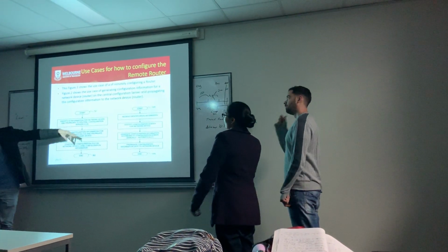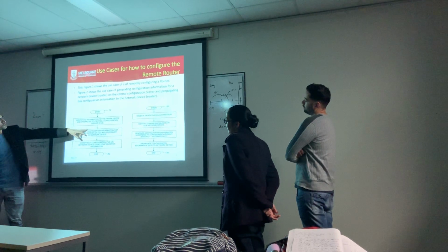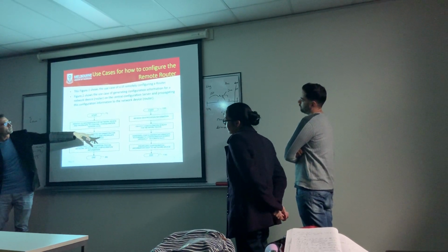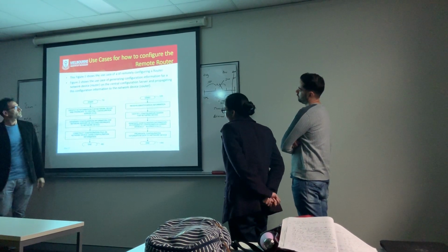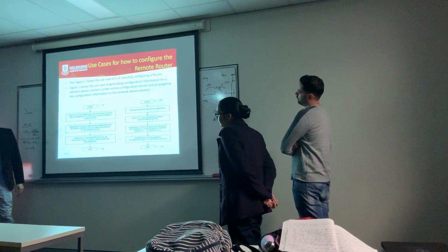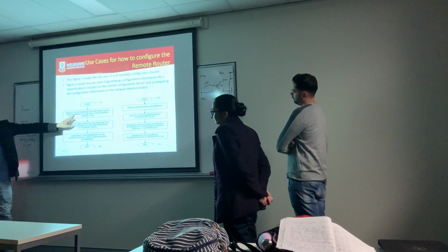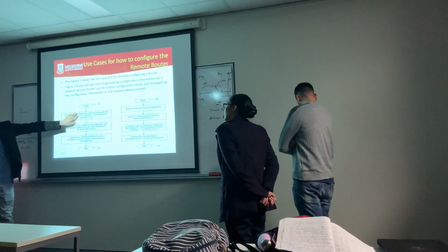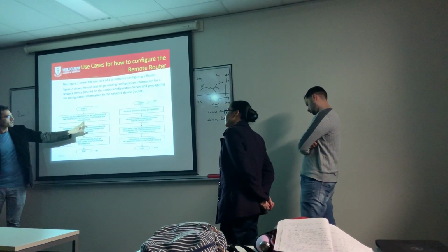These are the use cases that we have designed. The first figure shows the use case of remotely configuring a router, and the second shows the use case of generating configuration information for a network device on the central configuration server and propagating this configuration information to the network device. In the first, we identify the central configuration server, identify the information for the network device, and propagate to the central configuration server.